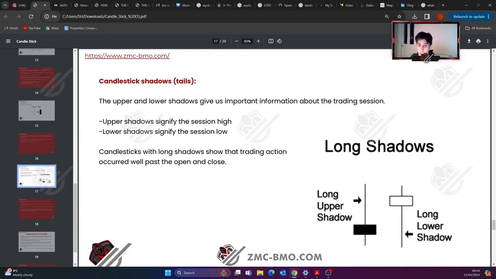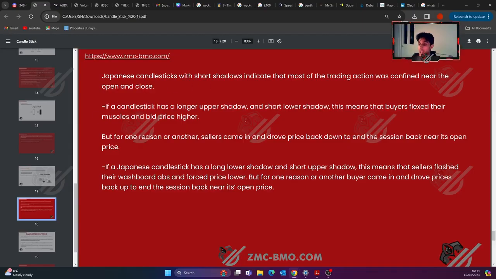Now, let's talk about candlestick shadows. What are these long tails? When you see these hammer candles, etc., what are they? Japanese candles with short shadows indicate that most of the trading action was confined near the open and close. If a candlestick has a longer upper shadow and a short lower shadow, this means that buyers flexed their muscles and bid price higher, vice versa.